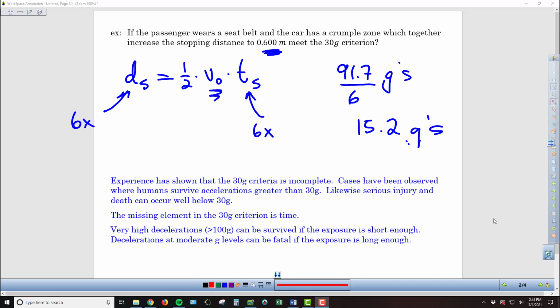But as we mentioned, that 30 G threshold is incomplete because what it doesn't consider is the amount of time that the person has been exposed to this number of Gs. We've observed that very high decelerations, on the order of over 100 Gs, are survivable as long as the exposure is brief enough, whereas even just a couple of small multiples of G can be fatal if it's for a long enough period of time. So we need some sort of measurement that helps us to determine what number of Gs for how much time is survivable and what is not.